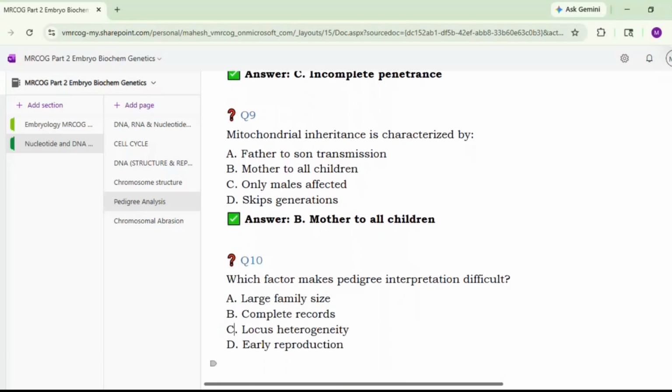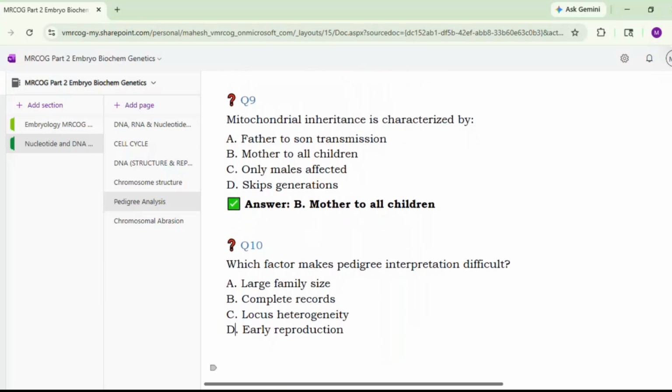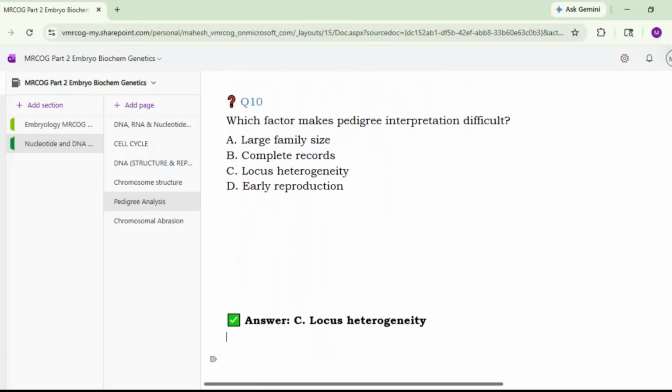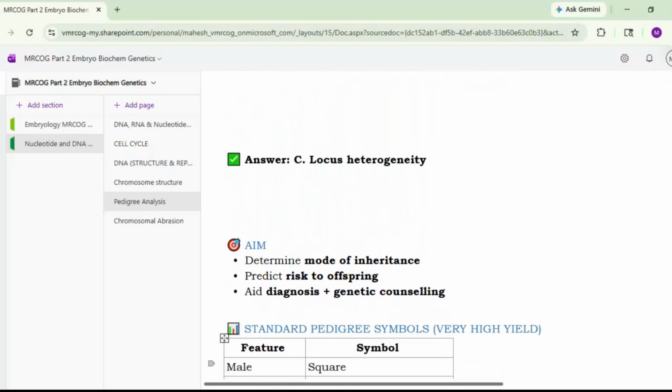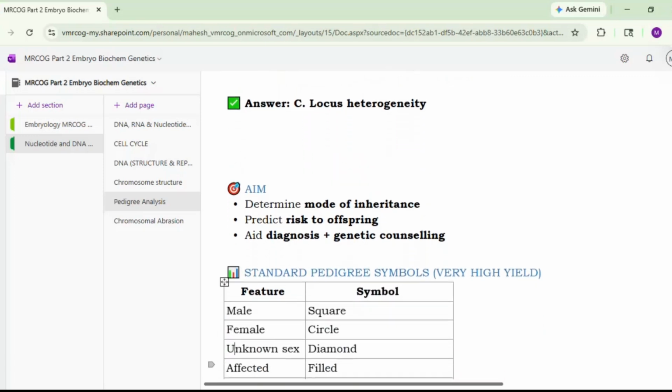Next. Which factor makes pedigree interpretation difficult? Large family size, complete records, locus heterogeneity, early reproduction. Sir, option C, locus heterogeneity. Because sometimes multiple genes are involved. Okay. So locus heterogeneity. Okay. So just to remember, the aim is to determine the mode of inheritance, predict the risk to the offspring, and aid the diagnosis plus genetic counseling. Okay.